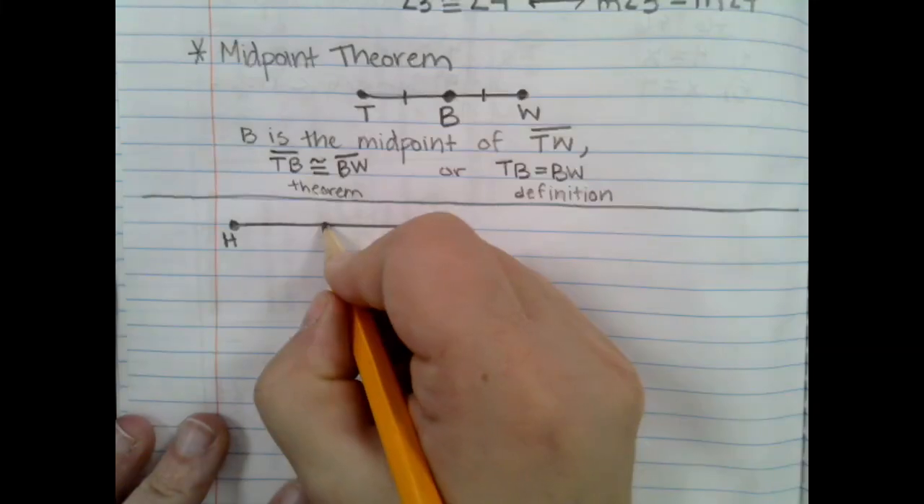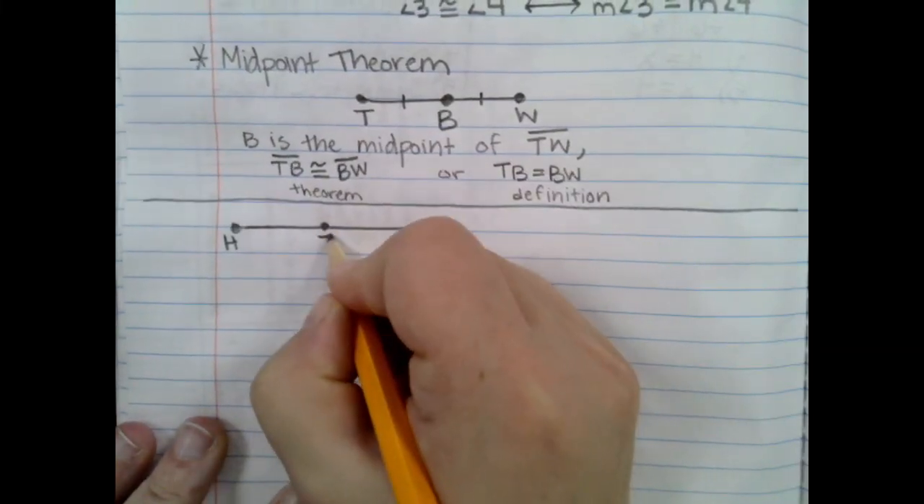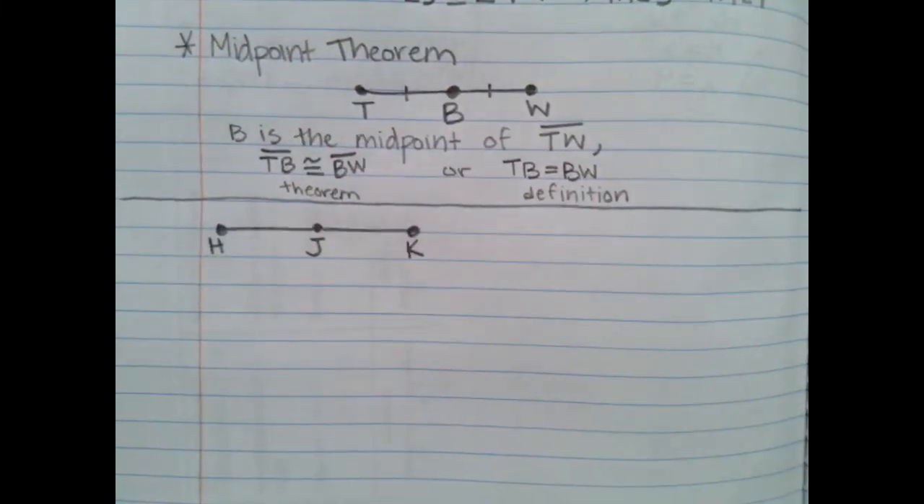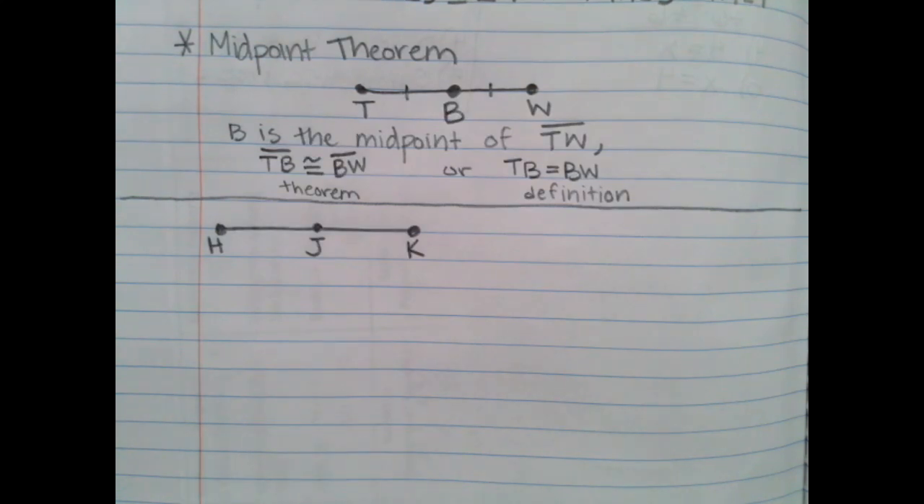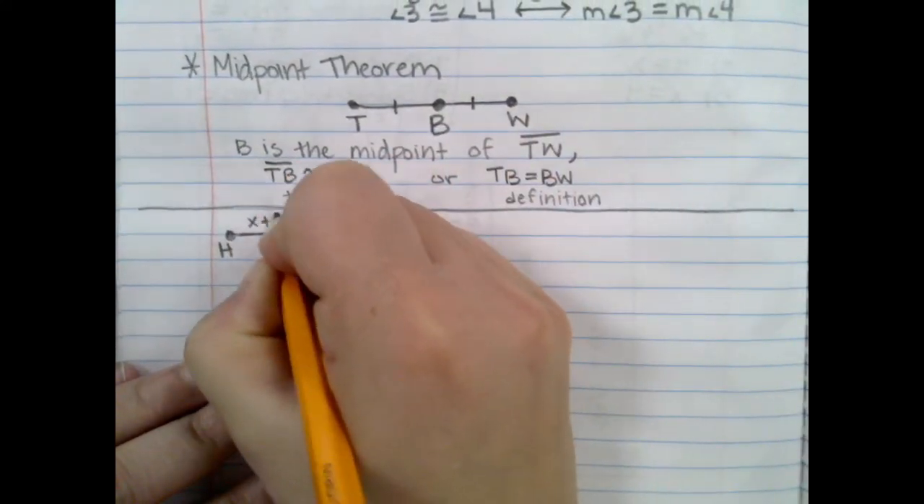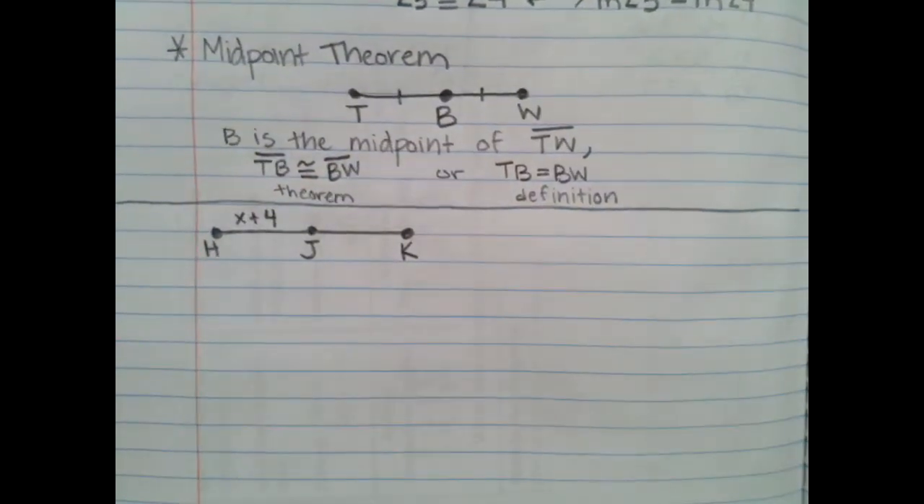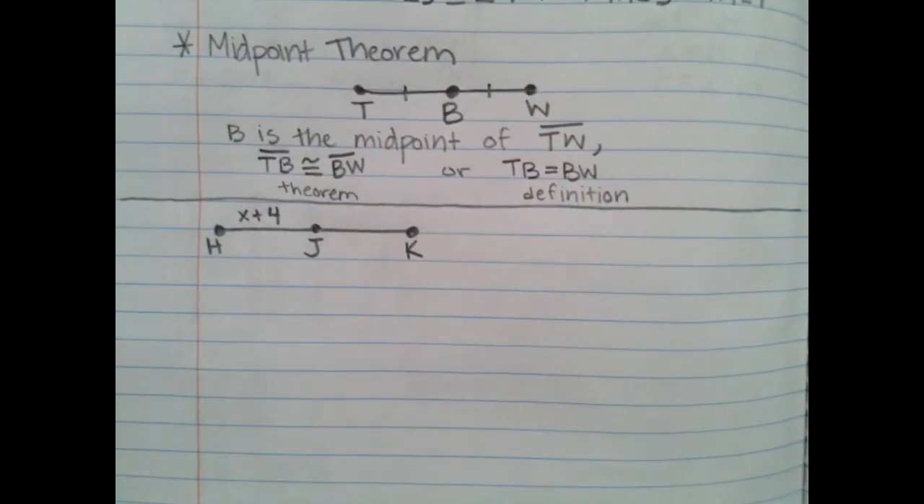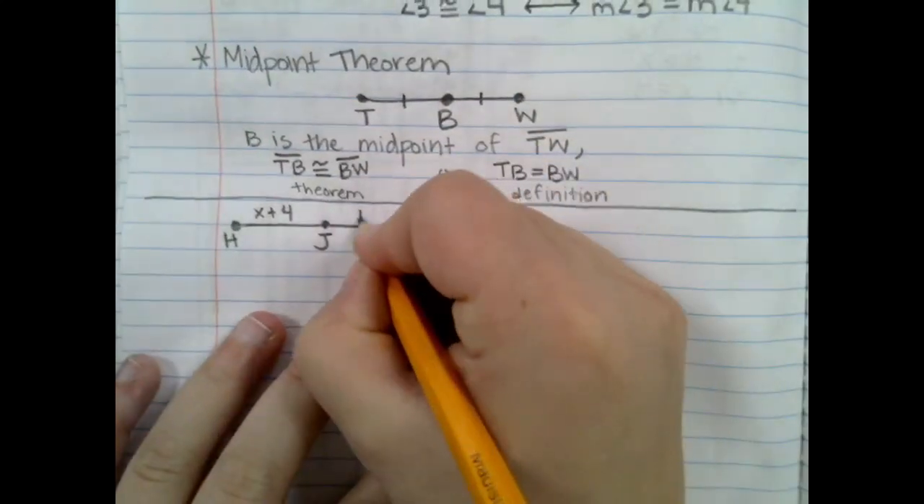J is going to be our midpoint. Yep, this is the example. Okay, we know HJ is x plus 4, and JK is 15.